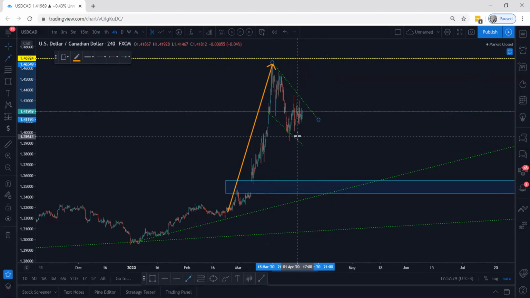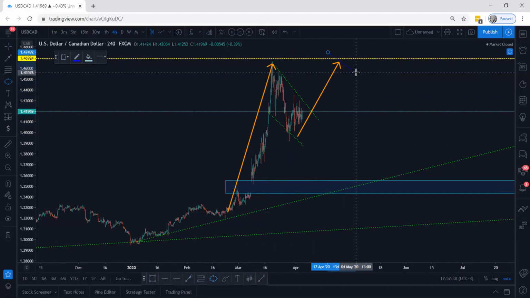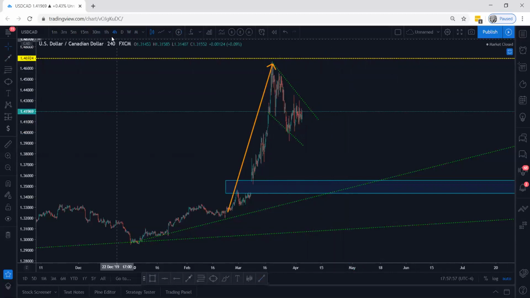So what am I looking for? I'm looking for my continuation to the upside. Now I know when it comes into this area, because twice in the last 5 years, when price comes to this area, it's rejected off of it. So I know that when I get price into this area, I'm going to watch it for a reversal. So let's break it down and see how we're going to get there.